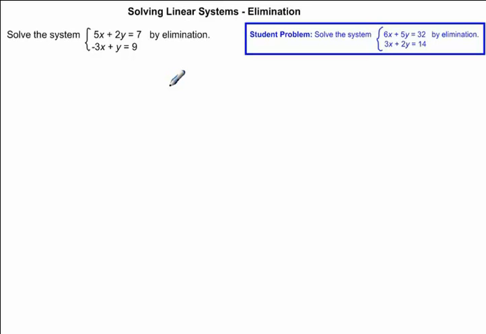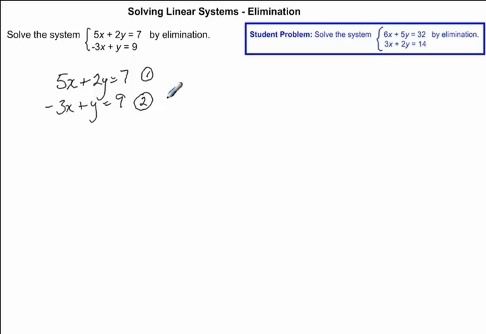The problem in the blue box is for you to complete as we go through the solution for this given problem. I'm going to start off by rewriting and numbering both of the equations. So I have 5x + 2y = 7 and -3x + y = 9, and I'm going to label them 1 and 2. By numbering the equations, it's a good way to keep things organized so as you go through your solution you know which equation you're referring to.